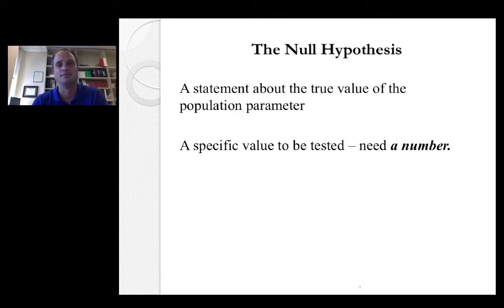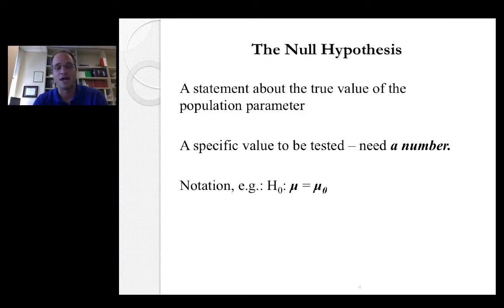Basically, there are two elements of hypothesis testing that are important here in terms of framing the problem. The first is the null hypothesis. The null hypothesis is a statement about the true value of the population parameter. It's a numeric value. It's that 50 miles per gallon in the Toyota example. It's that 330 milligrams in the caffeine example. So we need a number.